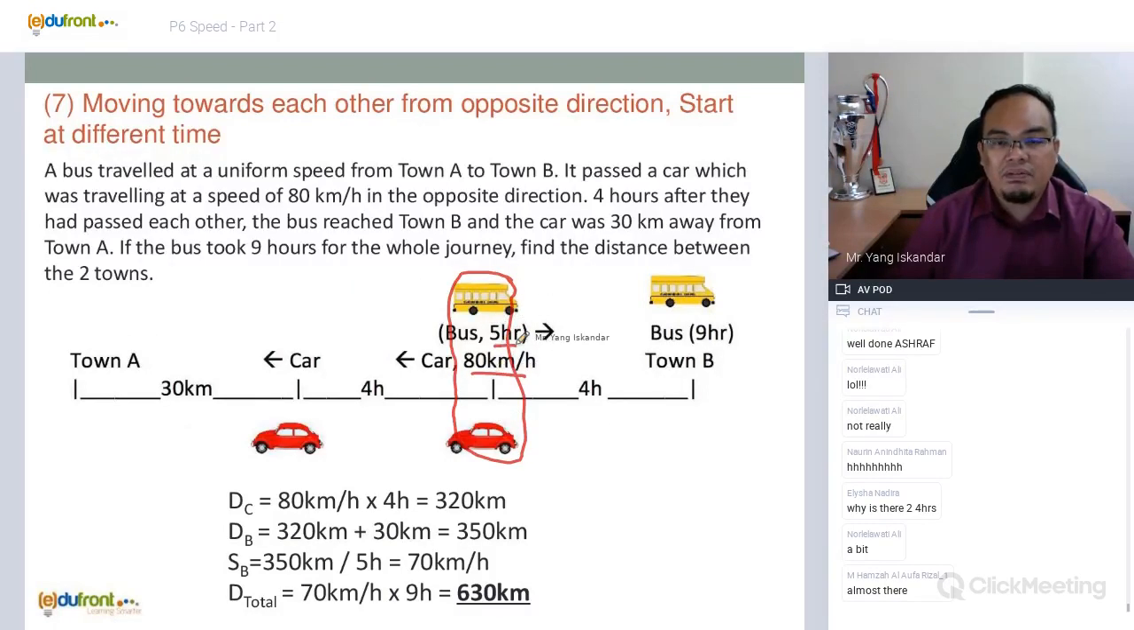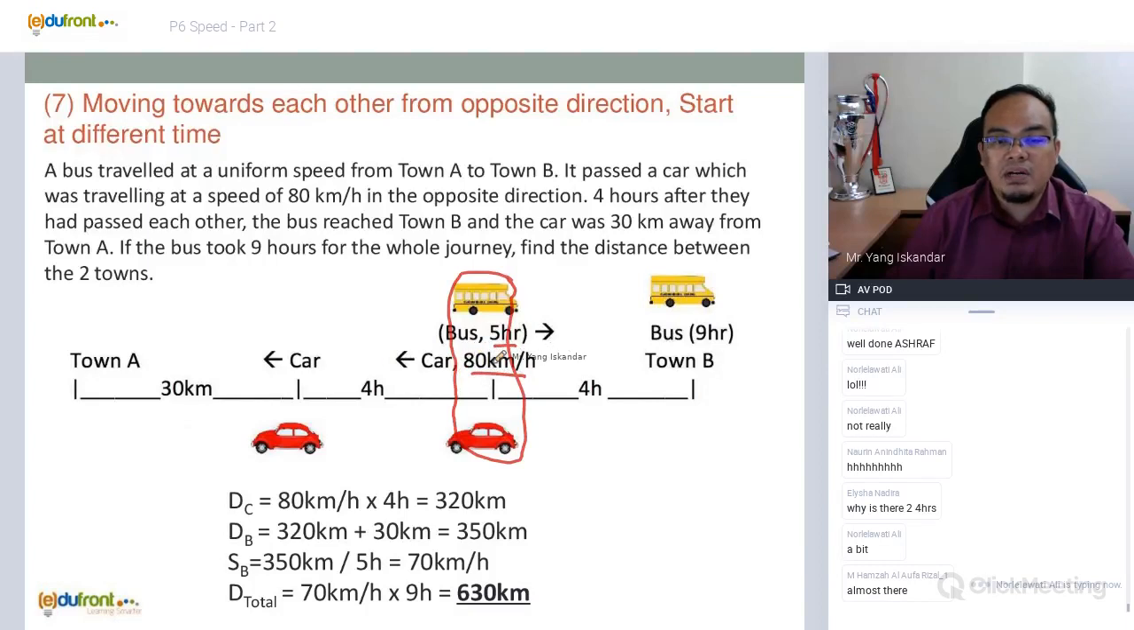That's why I put here 5 hours. So 4 hours after they passed each other, the bus reached town B, and the car was 30 kilometers away from town A. So the car was here, right? The car was here after 4 hours, and it was 30 kilometers away from town A. Okay, so step number 1, find the distance traveled by the car from here to here, right?